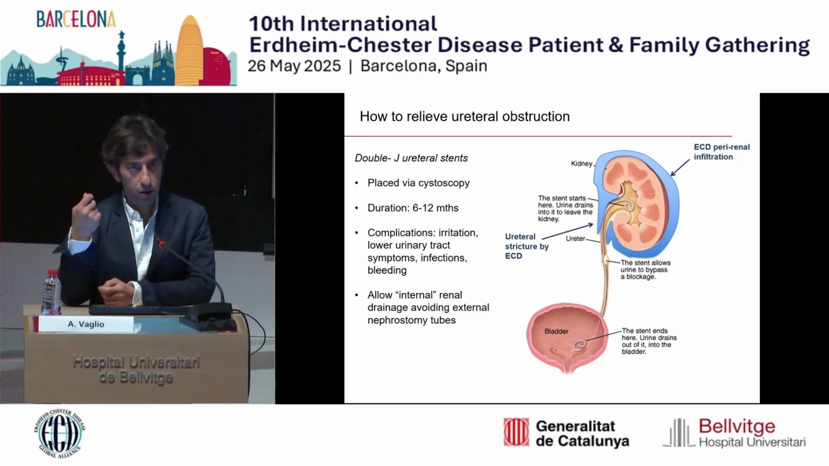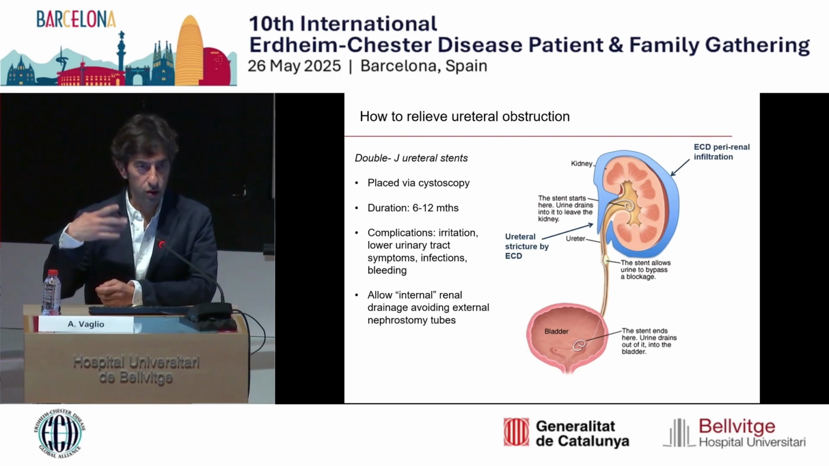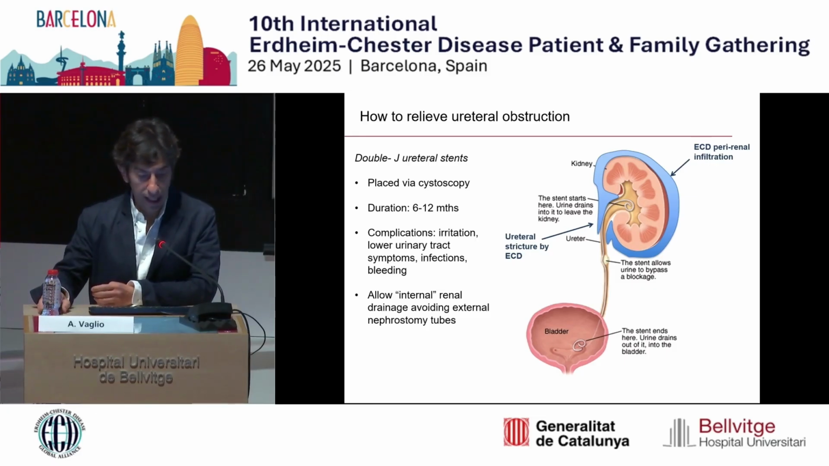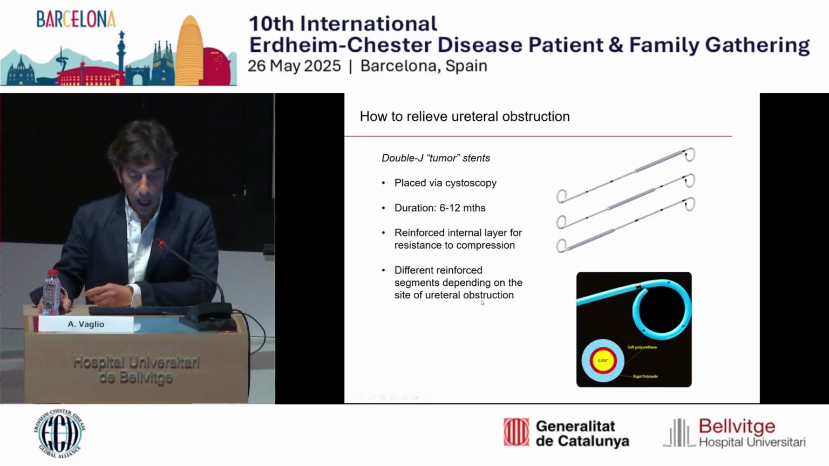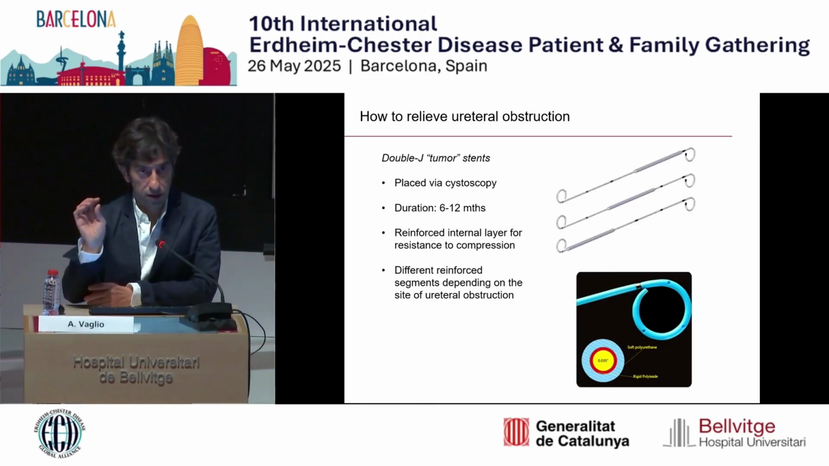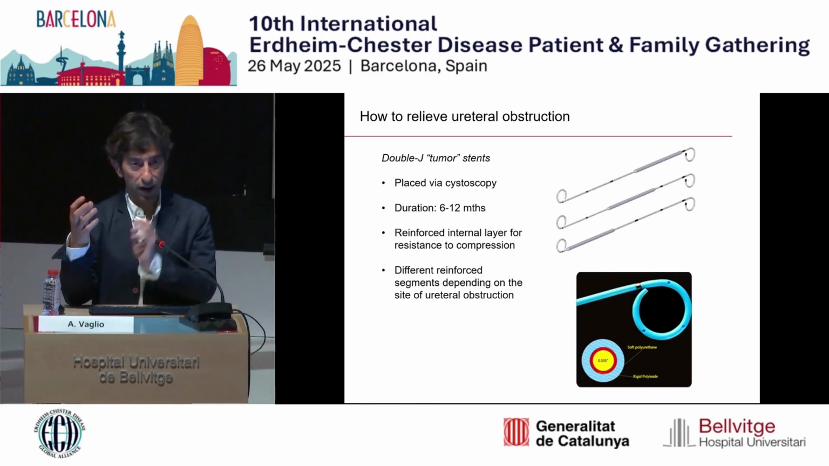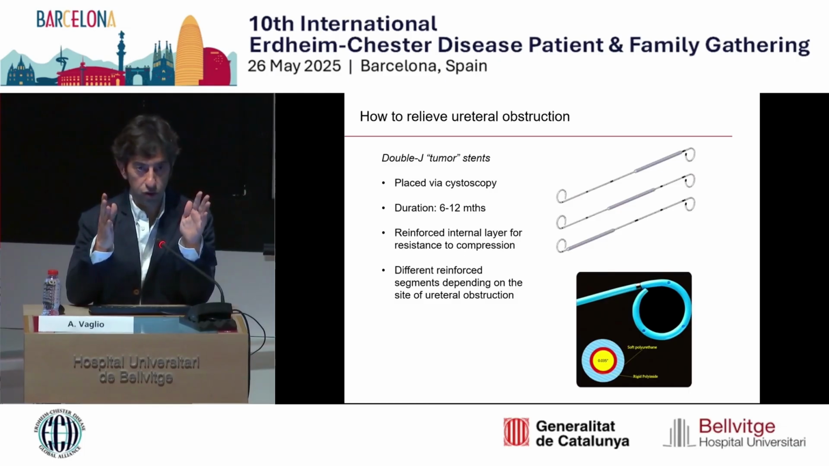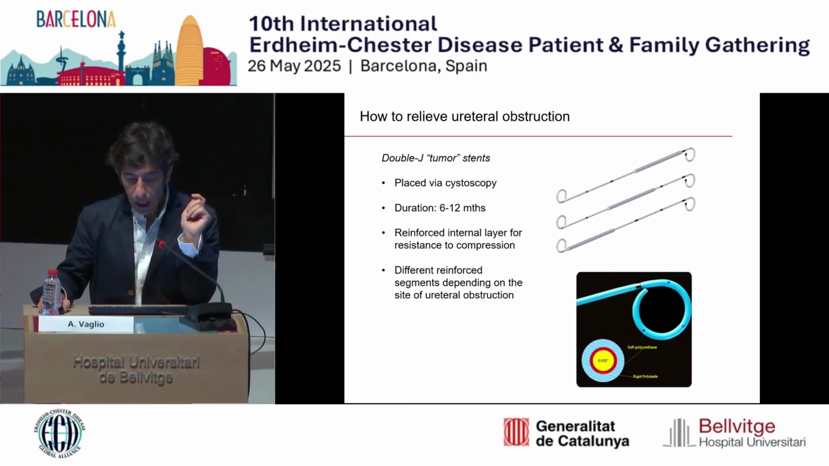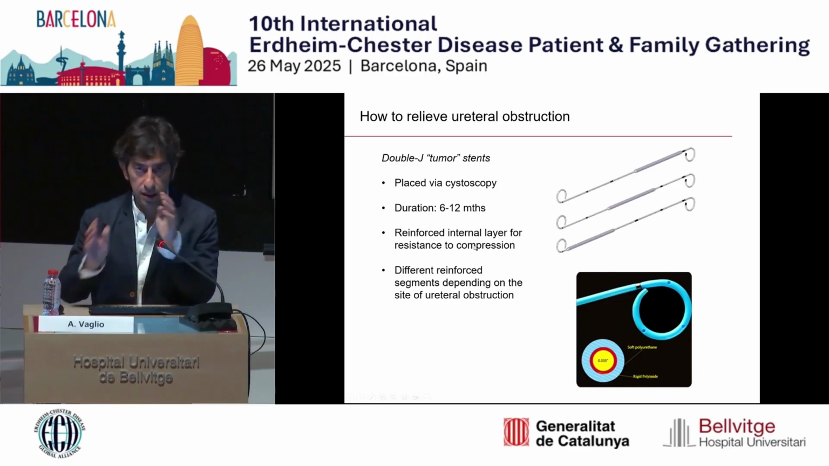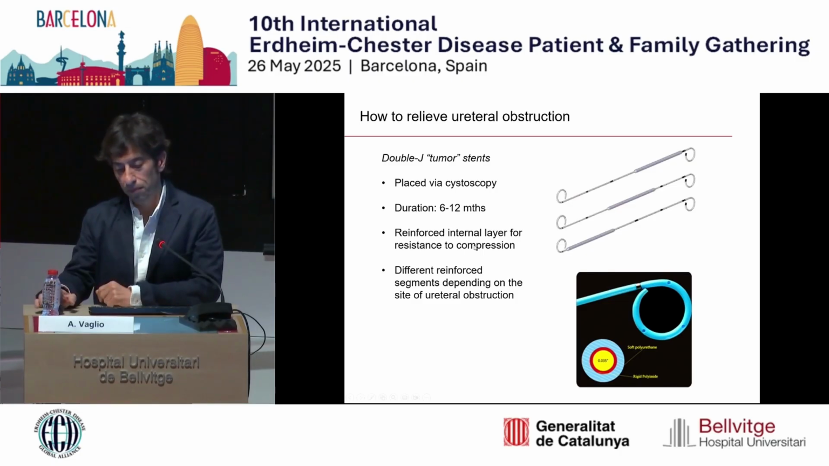And normally this is good for patients because this is not a very invasive technique. It's usually done through the bladder, via cystoscopy. And there are also some types of stents which are particularly effective in relieving the obstruction. These are called tumor stents. They have reinforced segments to overcome the stricture.